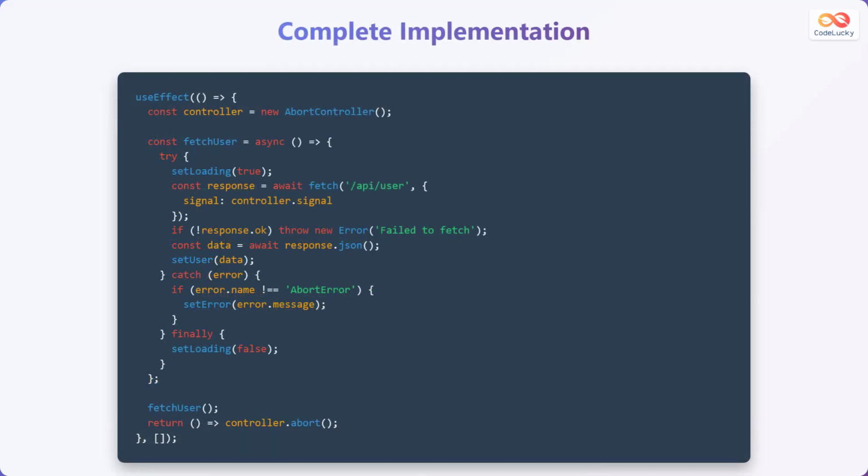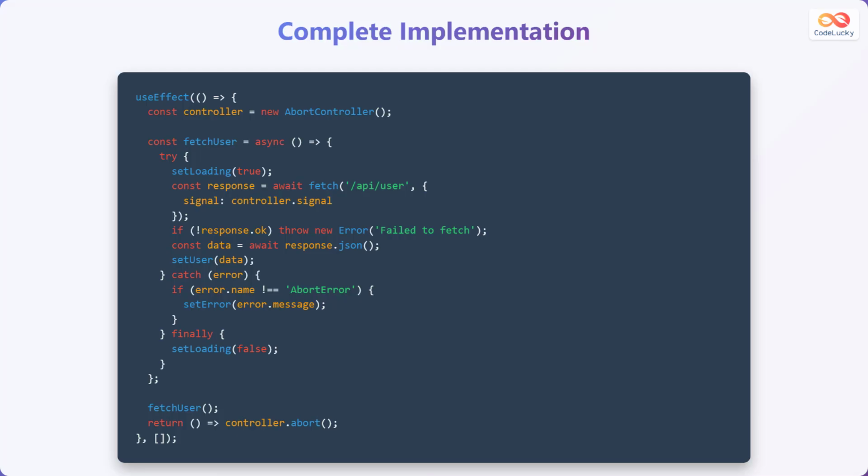Here is a complete implementation of making API calls with useEffect. Inside the useEffect, create a new AbortController instance. Create an asynchronous function called fetchUser. Inside the try block, set loading to true. Use the fetch API to make a GET request to the /API/user endpoint, passing the AbortController signal in the options. Check if the response is OK. If it is not, then throw a new error with the message failed to fetch.